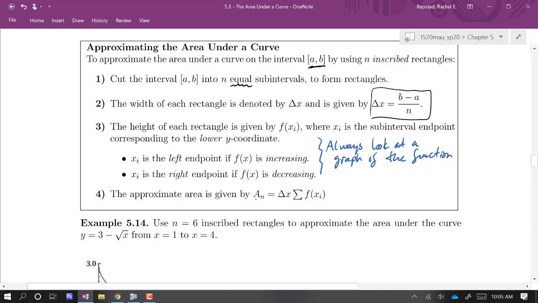And then we get the approximate area by taking the width and multiplying it by the sum of the heights.